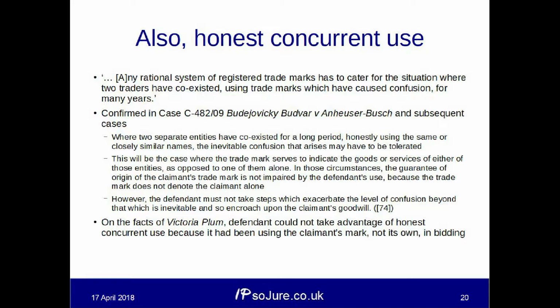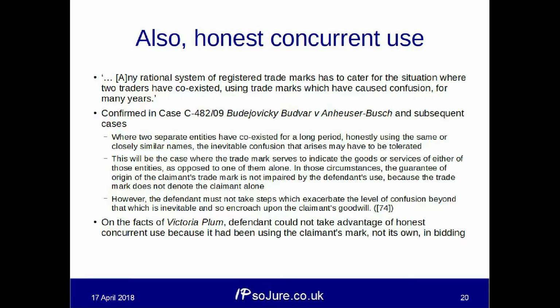This will be the case where the trademark serves to indicate the goods or services of either of those entities, as opposed to one of them alone. In those circumstances, the guarantee of origin of the claimant's trademark is not impaired by the defendant's use, because the trademark does not denote the claimant alone. However, the defendant must not take steps which exacerbate the level of confusion beyond that which is inevitable, and so encroach upon the claimant's goodwill.